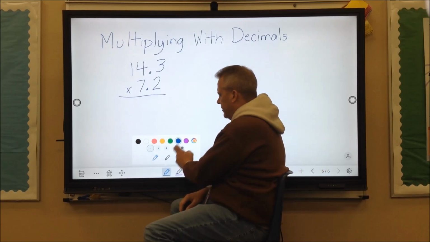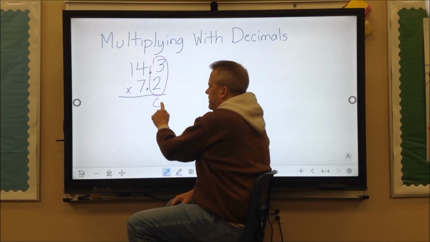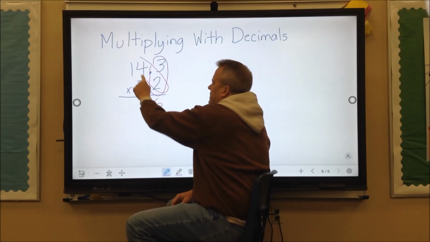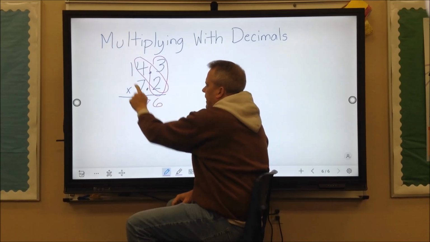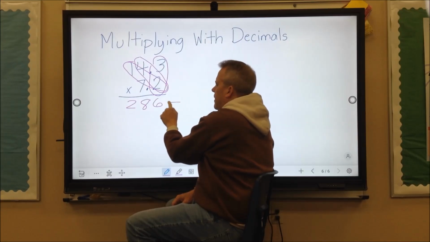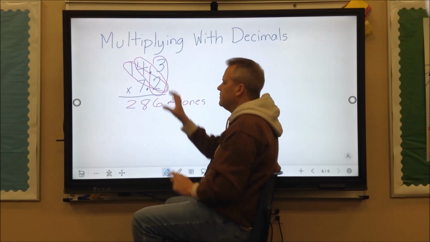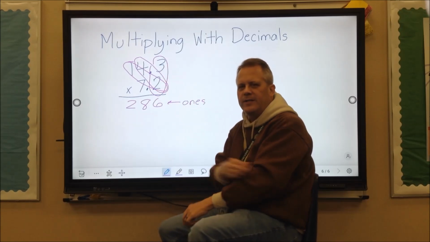So here we go. Let's go through this step by step. Let's go 3 times 2. 3 times 2 is 6. 4 times 2 is 8. And then 2 times 1 is 2. Now, I am all done multiplying by the ones, that value in the ones place.